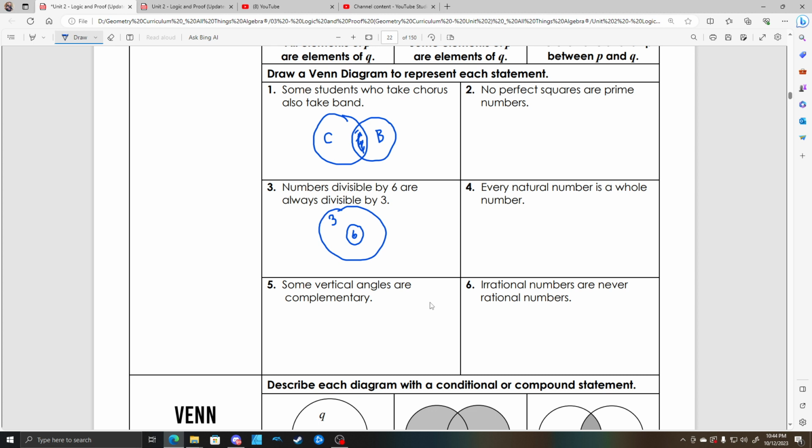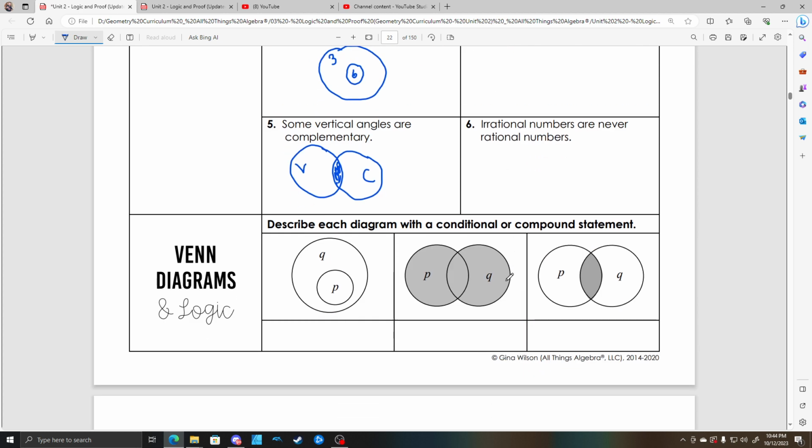And then let's do this. Some vertical angles are complementary. Well, you'll notice it says the word some. Some gives us the hint that there are going to be some that are and some that are not. So over here, we're going to have the elements of vertical angles, and over here, we're going to have the elements of complementary angles, and then this implies that these two are shared. Okay, perfect. So there's a few examples. If you want to do the even numbers, there's a few over there for you.